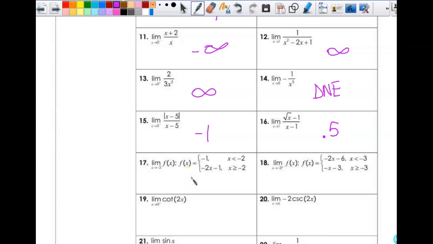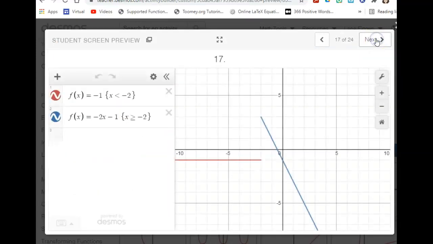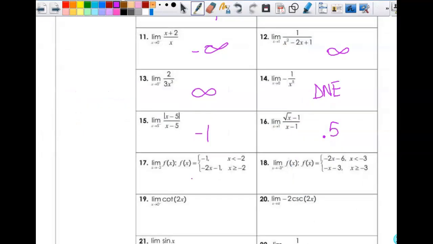Number 17. The limit as x approaches -2. So here I am at -2 right here. If I just substitute in -2, I'll get an answer, 3, but that's not what we're doing. Coming from the left, it's approaching -1. From the right, it's approaching 3. But since it just asks for -2 overall, and those are different, my answer is does not exist.